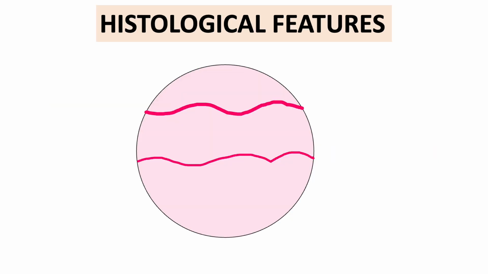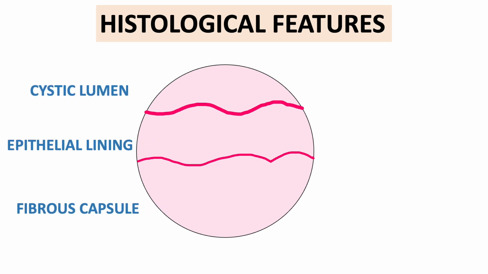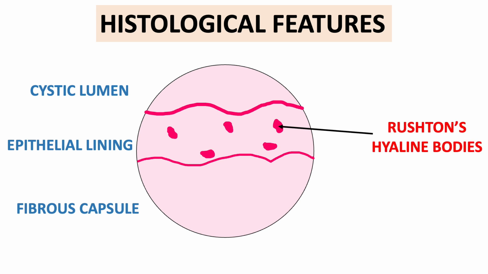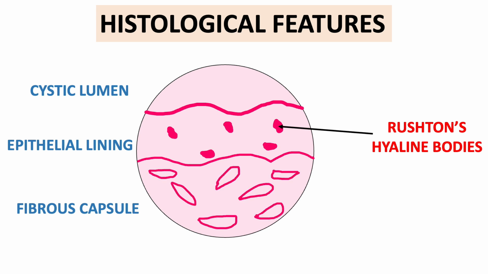Now histological features. First one, we have a cystic lumen, then we have an epithelial lining, and the last one we have a fibrous capsule. In the epithelial lining you can see rushton and hyaline bodies. Very important point from a NEET examination point of view, they can ask. And in the fibrous capsule you can see large cholesterol clefts. These cholesterol clefts are empty clefts.